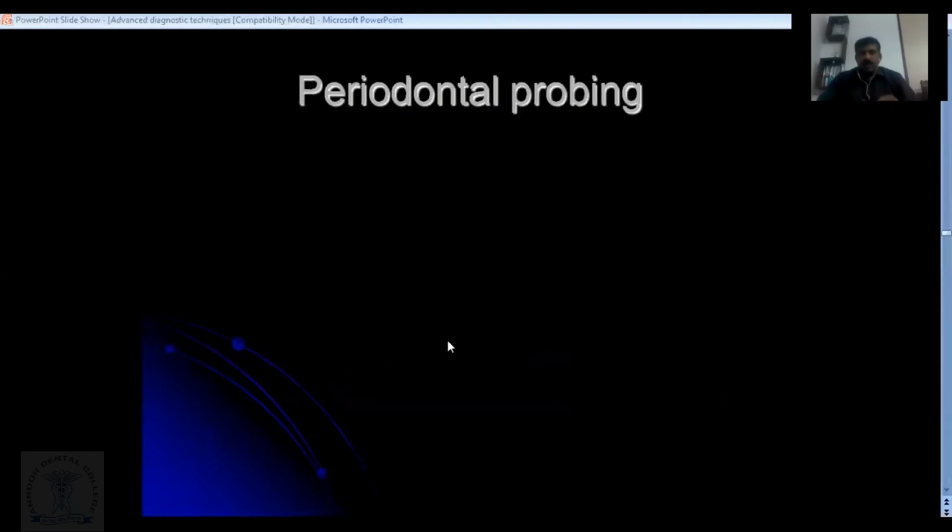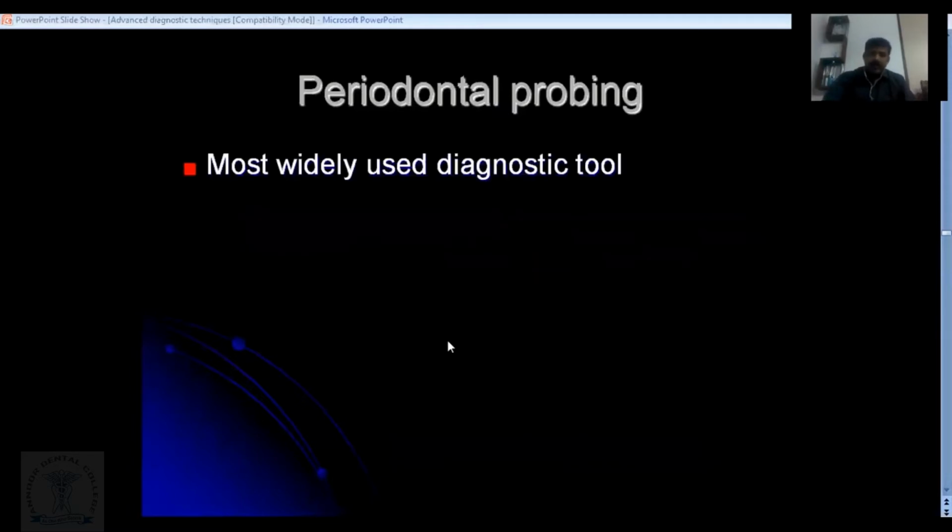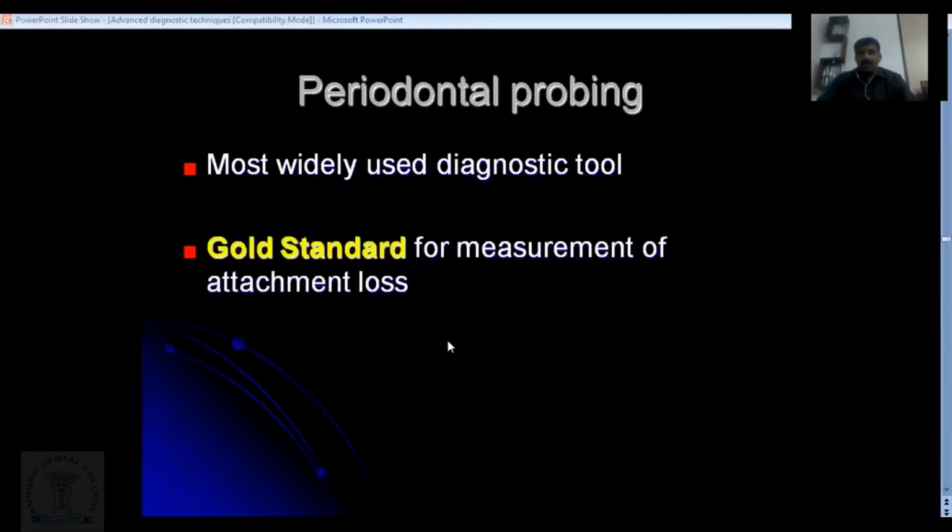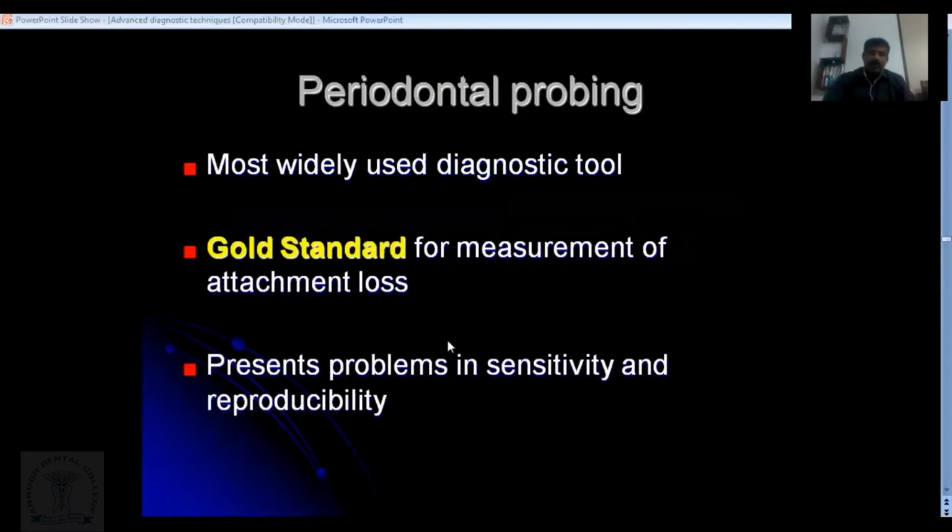So we were discussing the advances in clinical diagnosis. We first discussed gingival bleeding, and then gingival temperature, and now we are coming to the last one, that is probing. This is considered the gold standard in measuring periodontal disease attachment loss. It is the most widely used diagnostic tool and is considered the gold standard for the measurement of attachment loss. But the problem is it presents many problems in sensitivity and reproducibility.